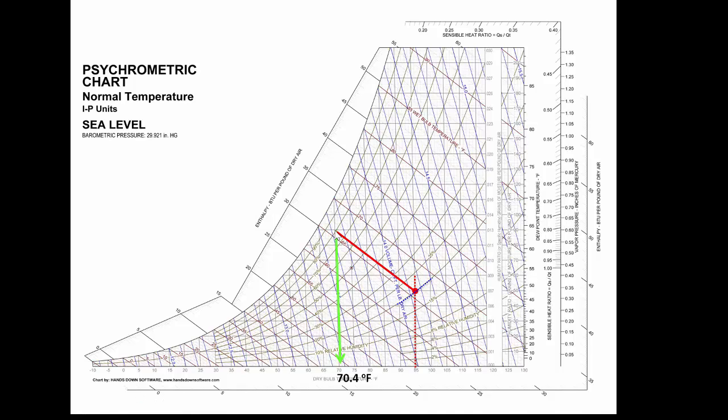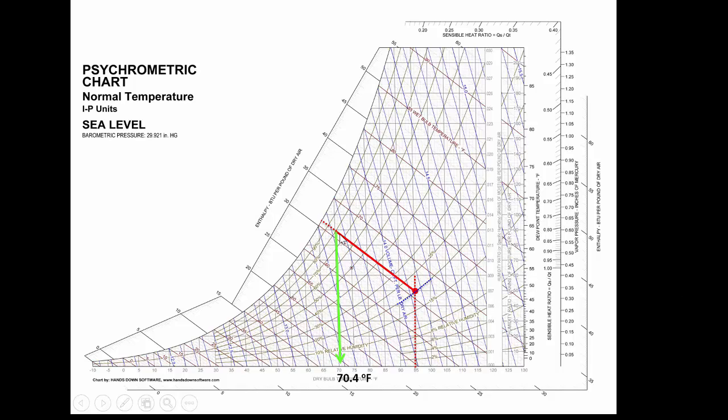So that's our final state after the wet pad. Moving down vertically to the dry bulb temperature scale here, you can see that the dry bulb temperature after the wet pad is about 70.4 Fahrenheit. So you can see the cooling effect of this evaporative cooling process going from 95 degrees Fahrenheit down to 70.4 Fahrenheit. It's a very effective way of cooling, as you can see, in the hot and dry climate.